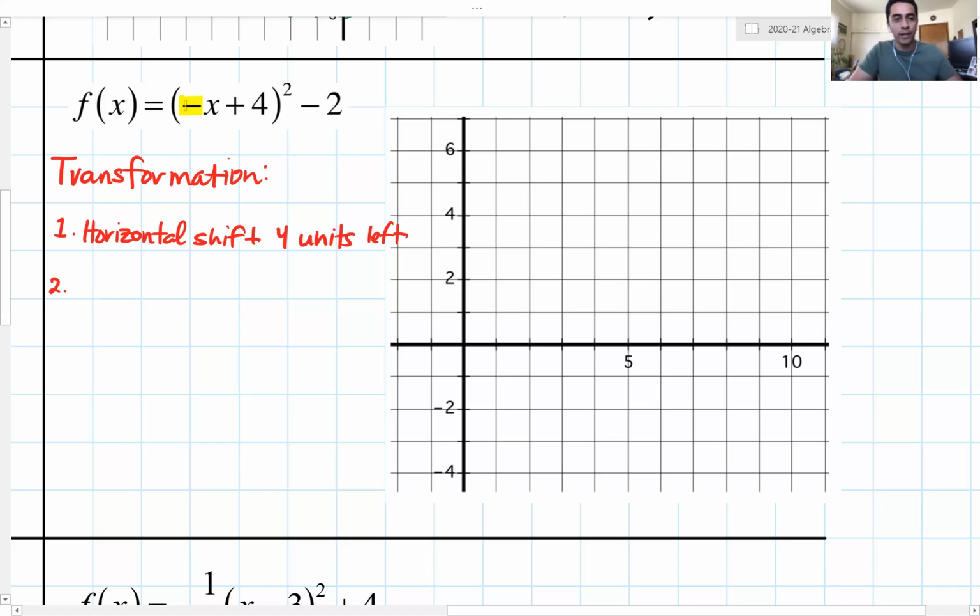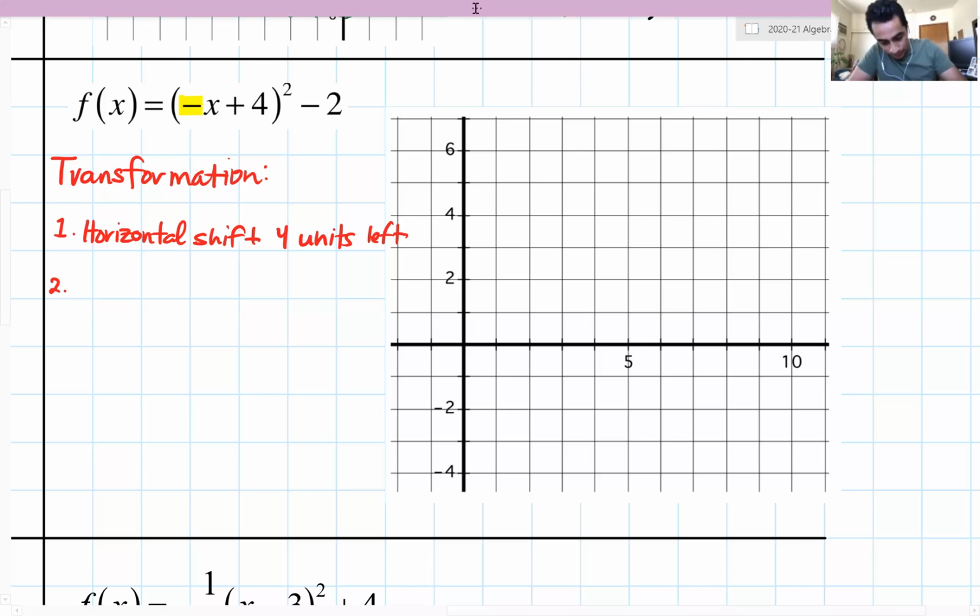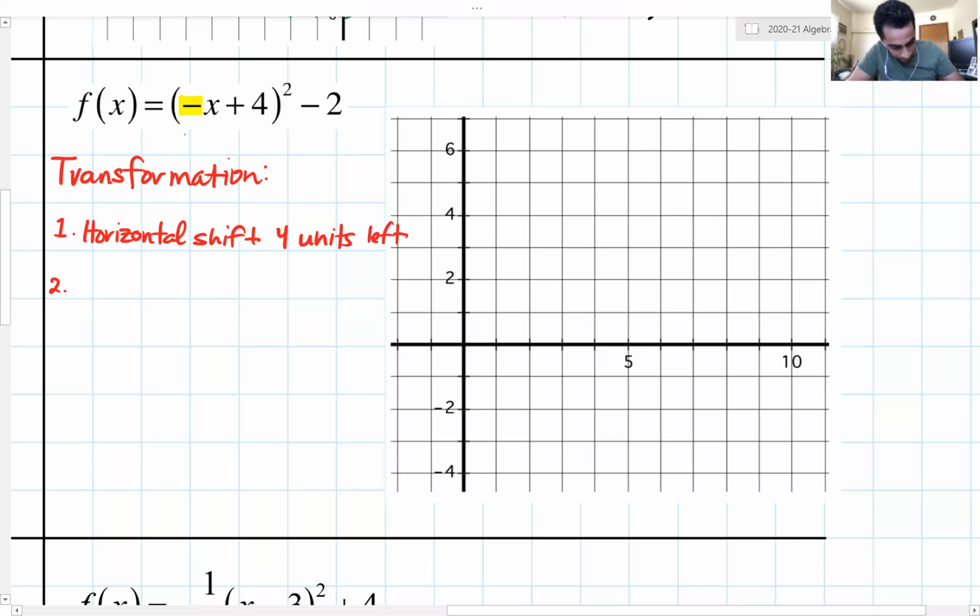So the same way that when you had a negative inside absolute value, it created a reflection, but it doesn't reflect over the x-axis. This time it reflects over the y-axis, right? So it kind of reflects across this direction instead of this direction. Okay, so negative inside the parentheses means we have a reflection, right? Reflection across the y-axis.